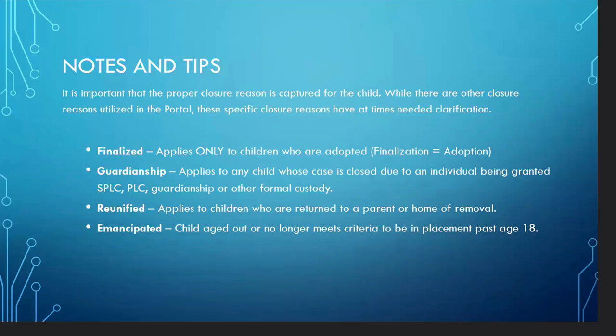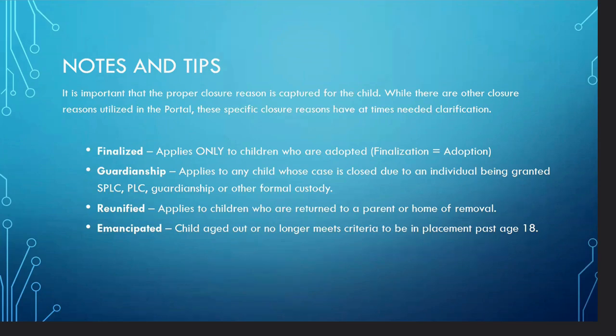It is important that the proper closure reason is captured for the child. While there are other closure reasons utilized in the portal, these specific closure reasons have at times needed clarification. Finalized applies only to children who are adopted. In terms of the SWAN portal, finalization equates to adoption. Guardianship as a closure reason applies to any child whose case is closed due to an individual being granted SPLC, PLC, guardianship, or any other formal custody.